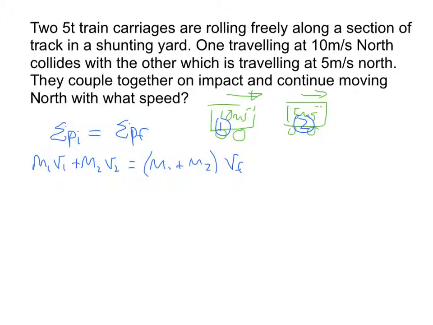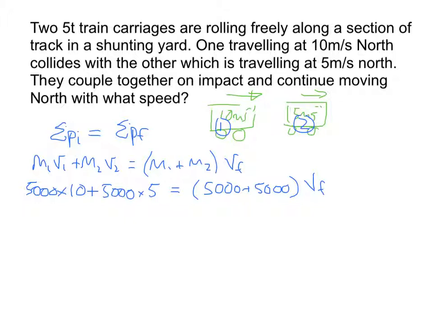And we have two trucks which are 5 tonnes or 5,000 kilograms each. So 5,000 times by 10 plus 5,000 times by 5 is equal to 5,000 plus 5,000 times by the final velocity. 5,000 times 10 is 50,000, plus 25,000 will be equal to, the mass of the two of them combined is 10,000, multiplied by the final velocity.